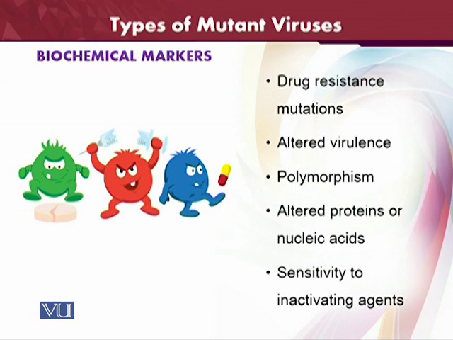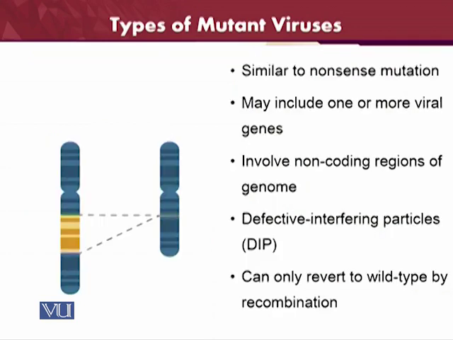So for drug resistance mutations we use biochemical markers. Altered virulence, even in molecular cloning, polymorphisms, altered proteins or nucleic acids: we use biochemical markers, and for sensitivity to inactivating agents, biochemical markers are used. Types of mutant viruses: similar to nonsense mutations, we use biochemical markers. It may include one or more of the viral genes and involve non-coding regions of the genome. Again, we need to use biochemical markers. Defective interfering particles can also revert to the wild type by recombination.